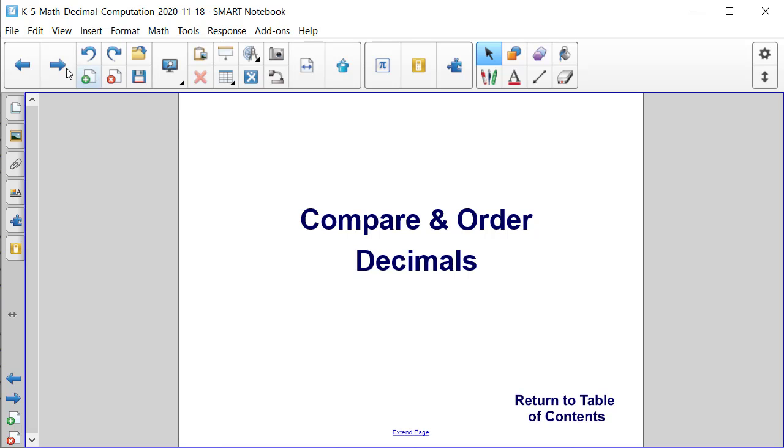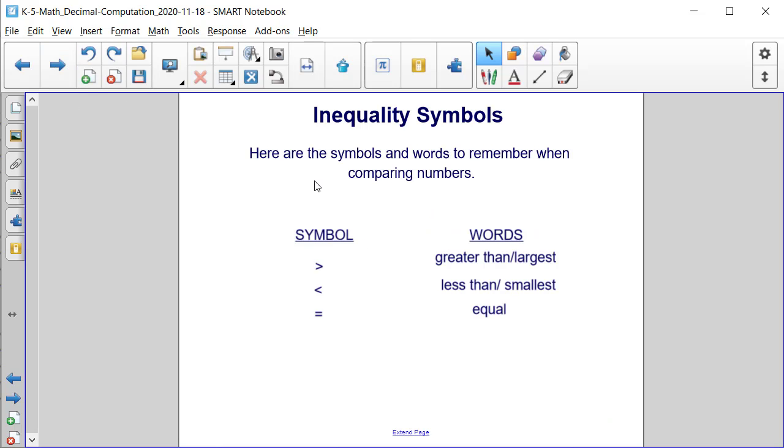Compare and order decimals. Here are the inequality symbols and words to remember when comparing numbers.